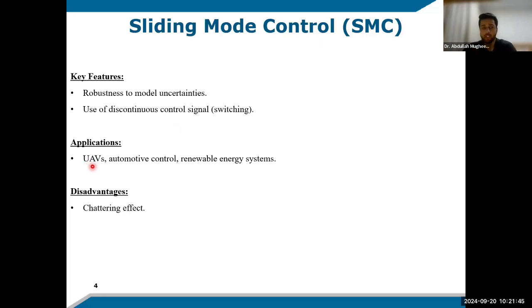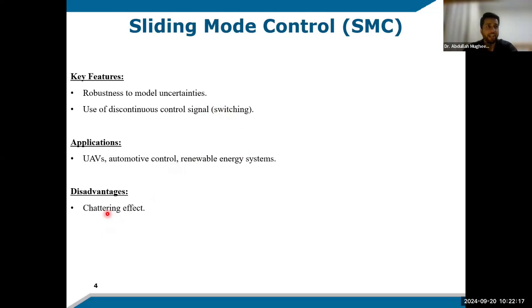It is used in UAVs, unmanned aerial vehicles, automotive control, and renewable energy systems. It is widely used in grids, solar panel control, wind turbine control, fuel cells, hybrid vehicles, and a lot of things. Well, there exists a chattering effect because of this highly switching on and off. It is more technical, and if anyone is interested, I would be happy to discuss what this chattering effect is.